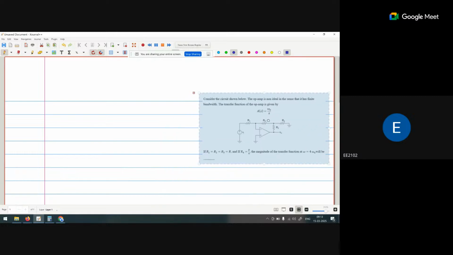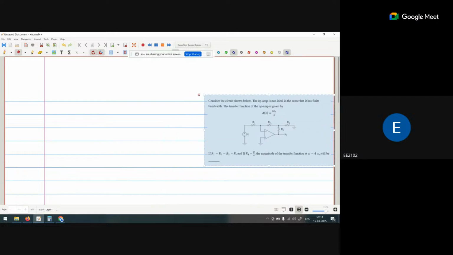Okay, this is basically the circuit. Now I have to identify the magnitude of the transfer function at omega equal to 4 omega. Given that A(s) is equal to omega u by s, that means this particular item is the known item.